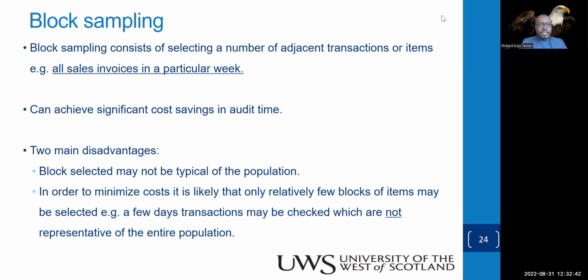And then we have block sampling, where you put them in blocks. So I'm going to select all sales which occurred within the week after lockdown. So that particular week, you select them and then you test. It can achieve good cost savings in terms of audit time. The disadvantage is, what if the week you've selected did not have many transactions? It means you will just be shortchanging yourself, not the client, because at the end of the day you are focusing on a few when there is more somewhere you should have focused on. So they may not be typical of the population. They may not represent the population.